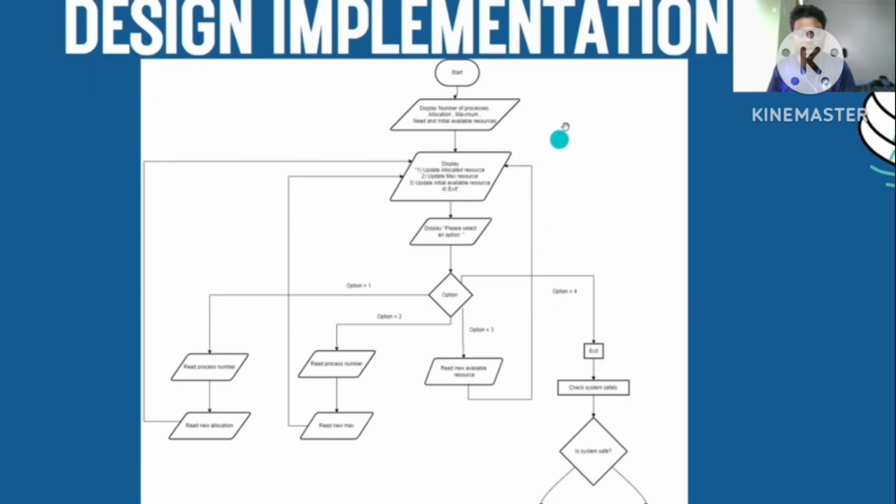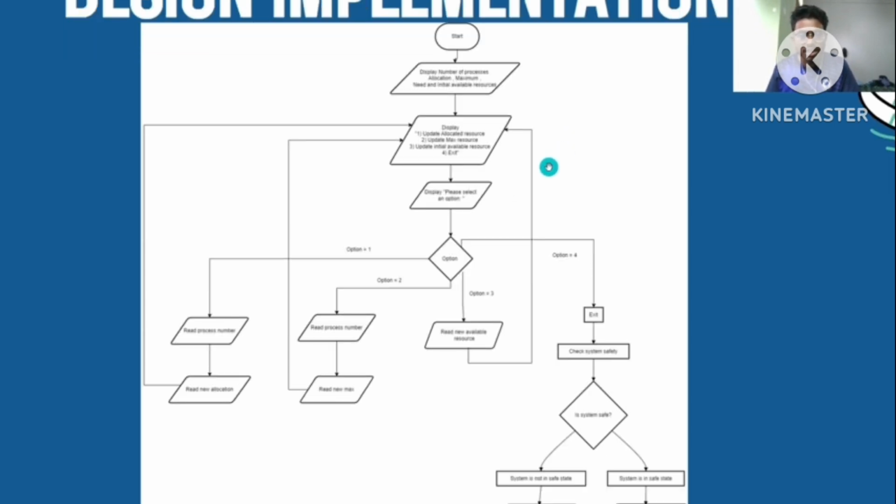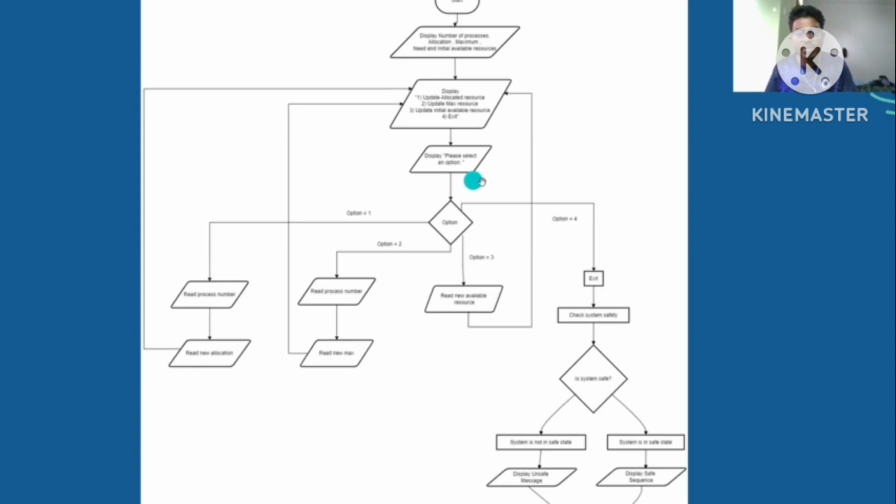First, we start the program and then it will display the number of processes, allocation, maximum, need, and also initial available resources. Then it will display the options, which are update allocated resource, update max resource, update initial available resource, and also exit. And then it will display please select an option. So first, if they choose the first option, it will ask them to input the process number and then input the new allocations. Second, if they choose the second one, update max resource, it will ask to input process number as well.